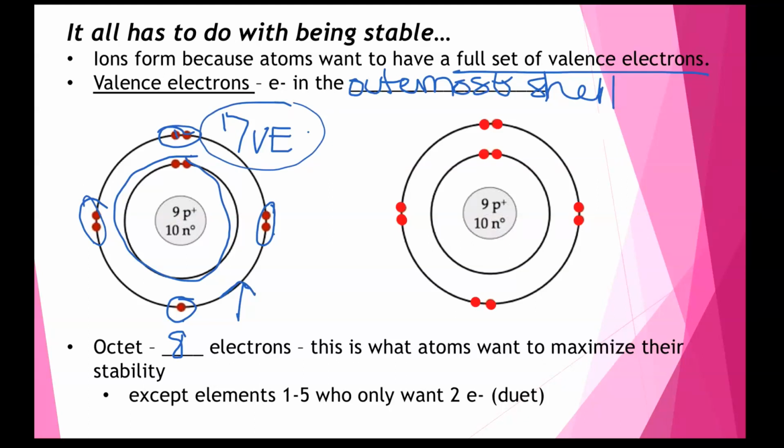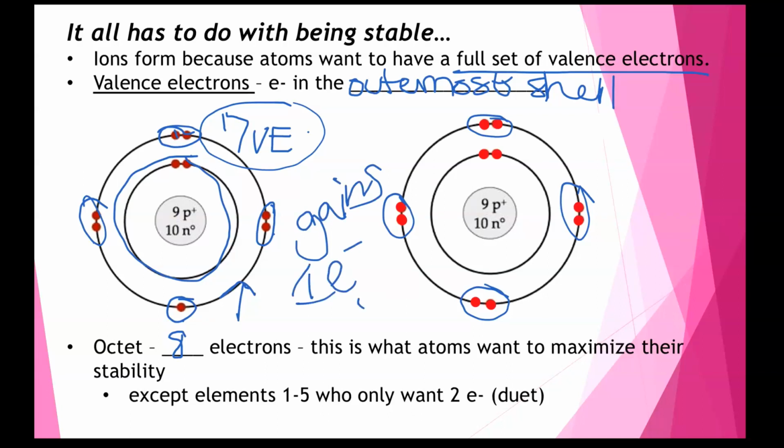So this fluorine atom right here, it has 7 valence electrons, but it wants to have 8 valence electrons. So it's going to gain 1 more electron to get to 8 valence electrons in its outer shell. And when it gains that 1 electron, that's when it has a charge and becomes an ion, because it now has 1 more electron than it has protons. It has 9 protons, and now it has 10 electrons in its most stable state, giving it that -1 charge.